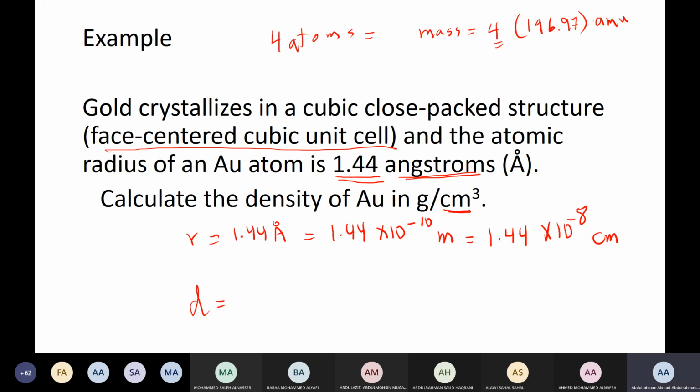We have to find V. What's the first thing you're going to do? D equals M over V. First, find the mass. The mass is already there. But what do you want to change it to? Gram. How? Divide by Avogadro's number. Good.